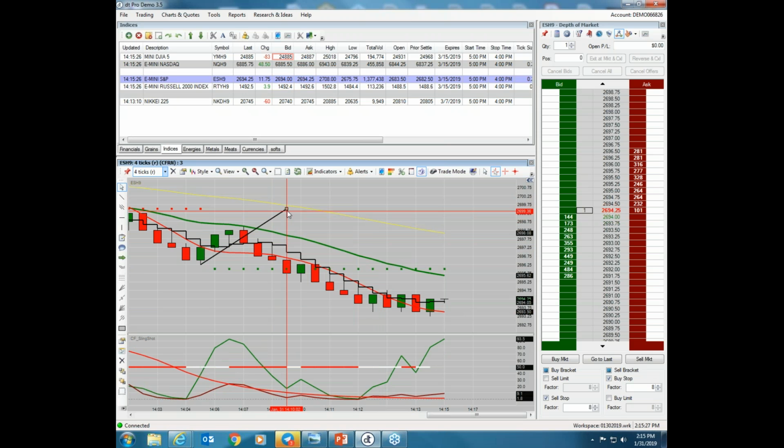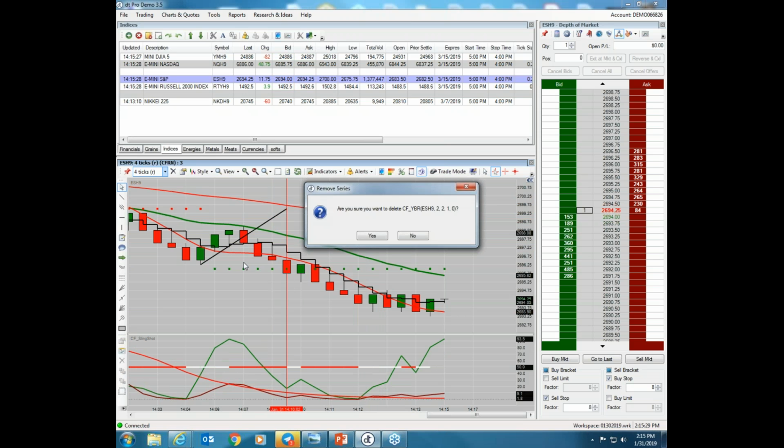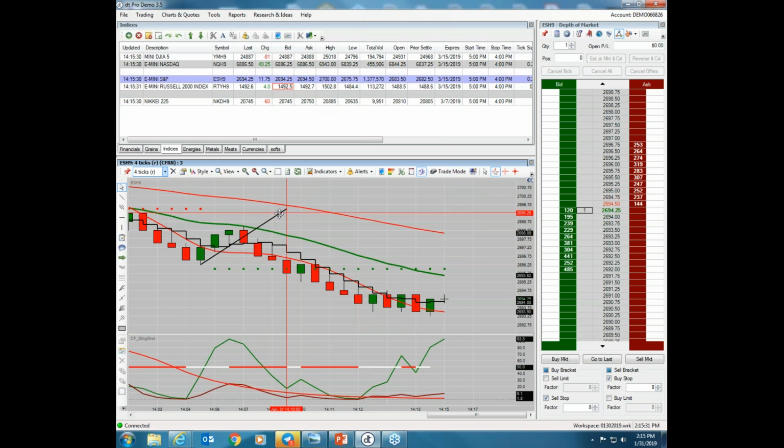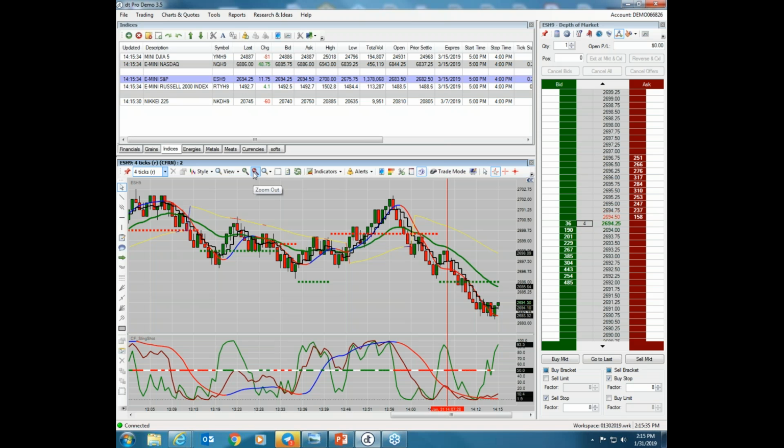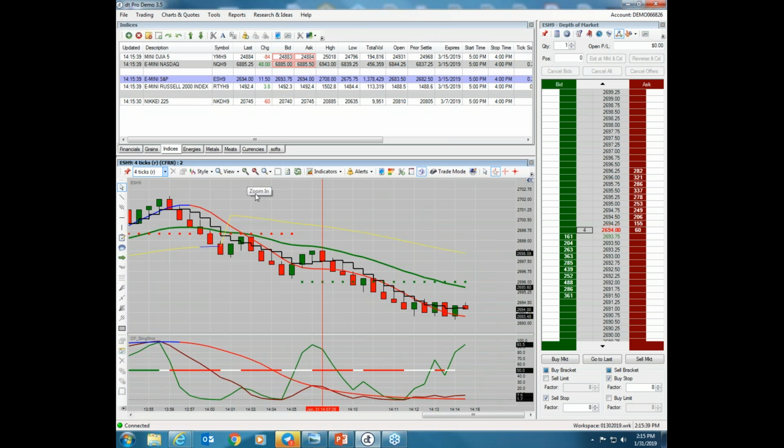All right, maybe this is the one that turns up. I'm trying to get rid of this trend line here, so I apologize. All right. Can we all agree that is trending? Before we weren't, now we are.